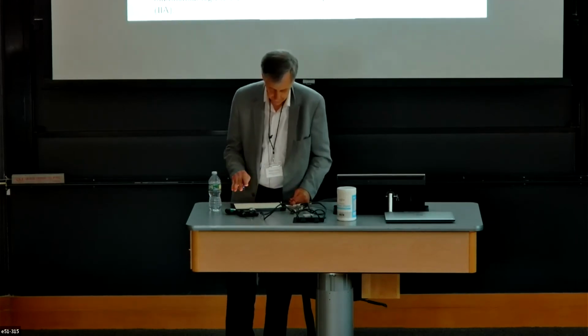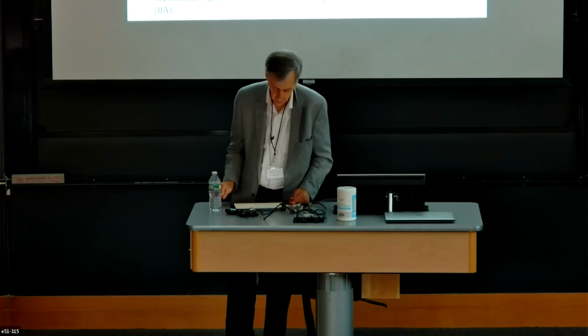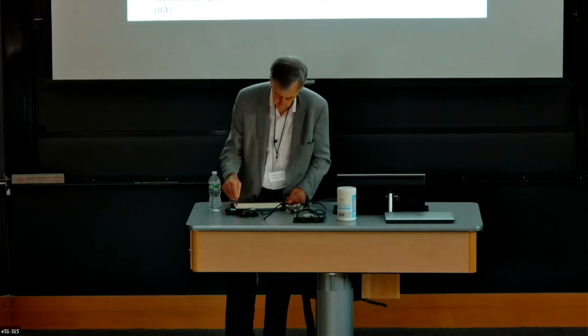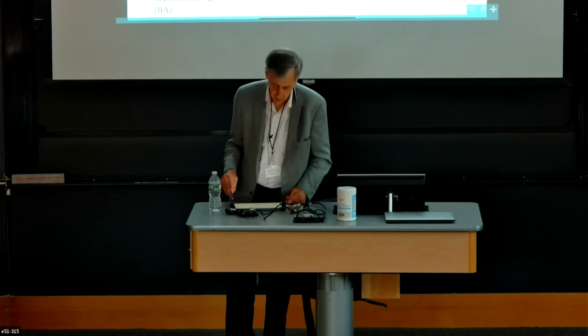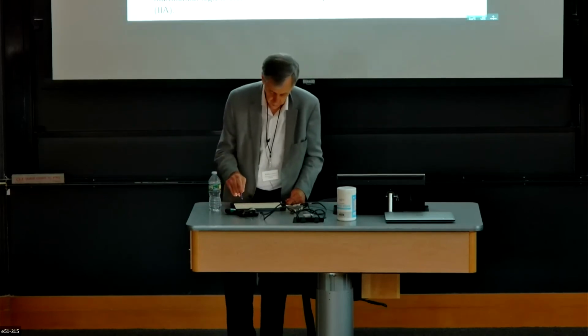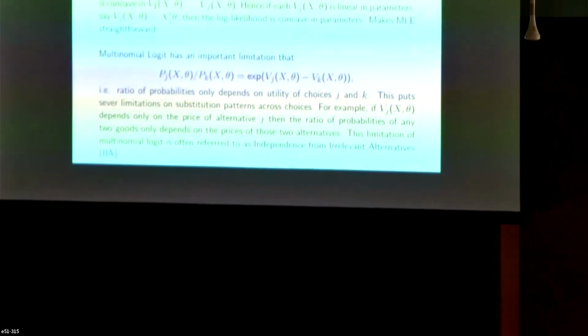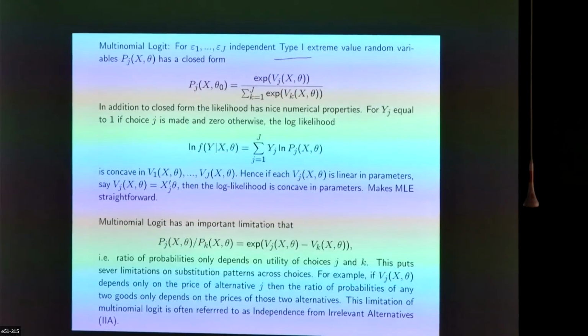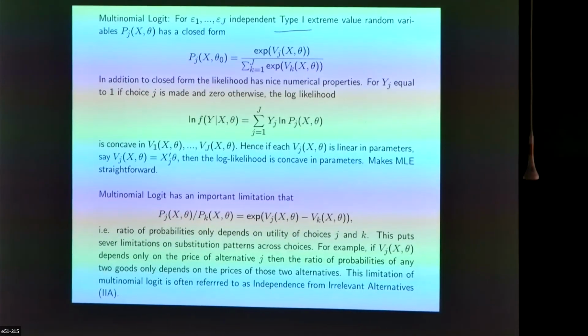Okay, one important case, there's a really nice closed form, and that's multinomial logit. If epsilon 1 through epsilon J are independent and have what's called a type 1 extreme value distribution, you get a very nice form for the probability of the jth choice. It's just the exponent of the jth utility divided by the sum of the exponents of all the utilities. In one form or another, this is still really important.